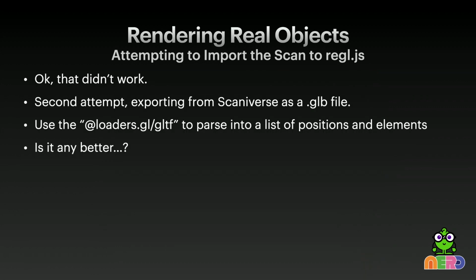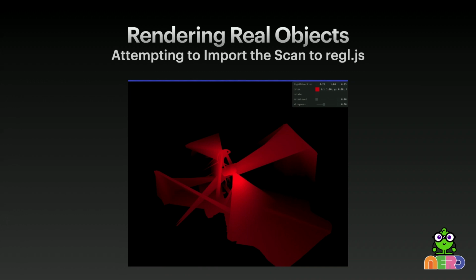I was very determined, so I wanted to try exporting in another format. This is GLB format, which is supposedly more compatible. There's a lot of readers out there that will perfectly handle this GLB format, just free tools out there. But I wanted to get it into Regal specifically. So I tried this library, Loaders GLTF. GLB and GLTF are kind of the same format, one's binary. Anyway, I got a list of positions and elements and it should work. Let's see. No, did not work.